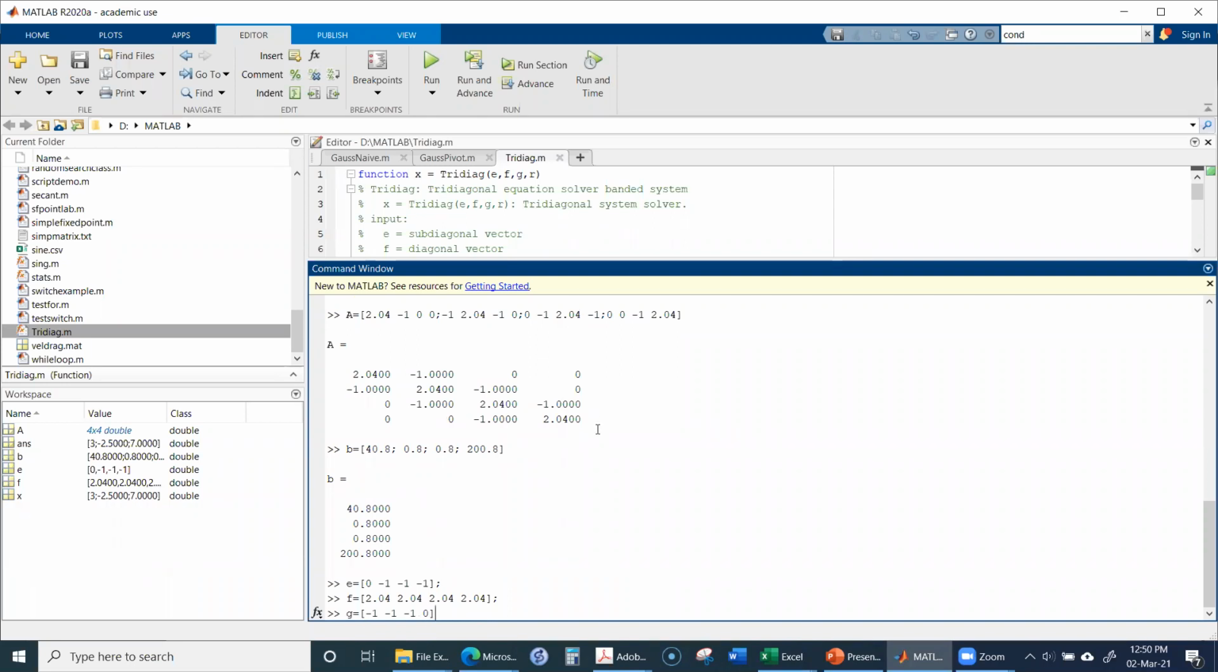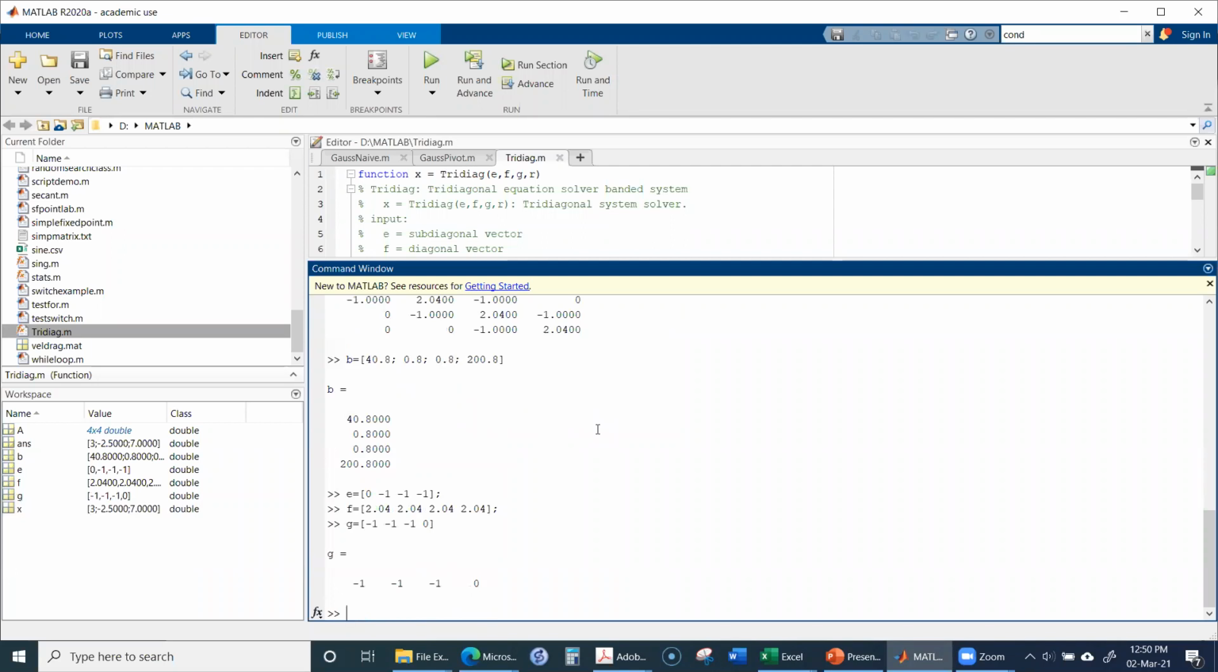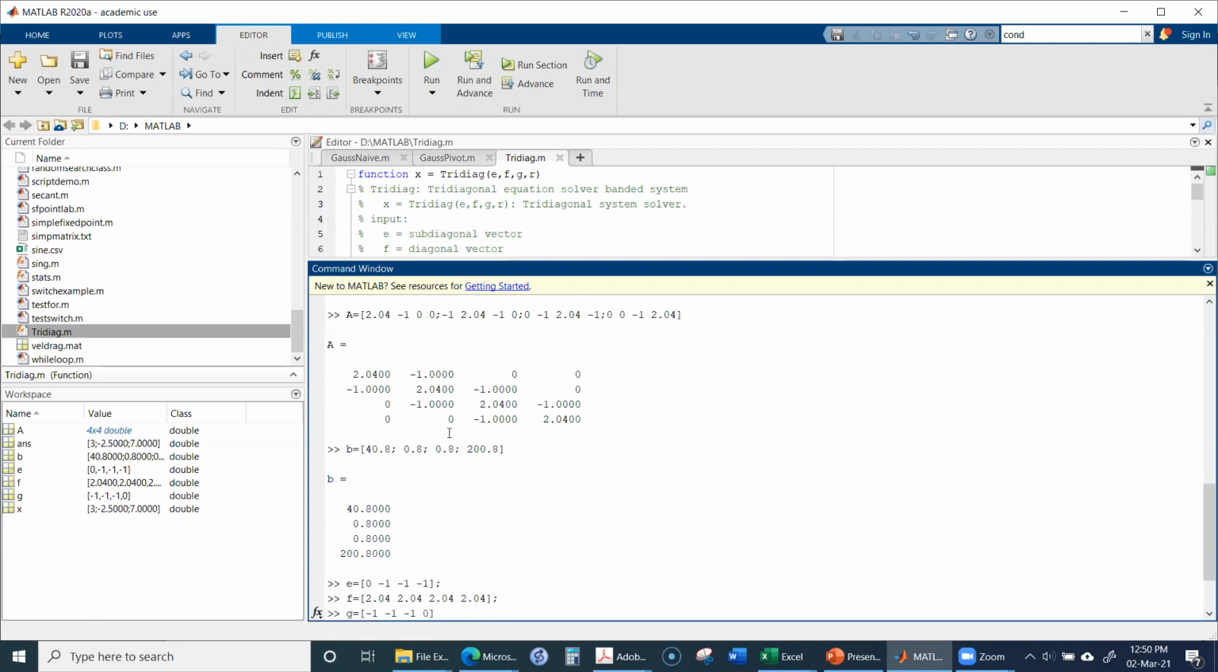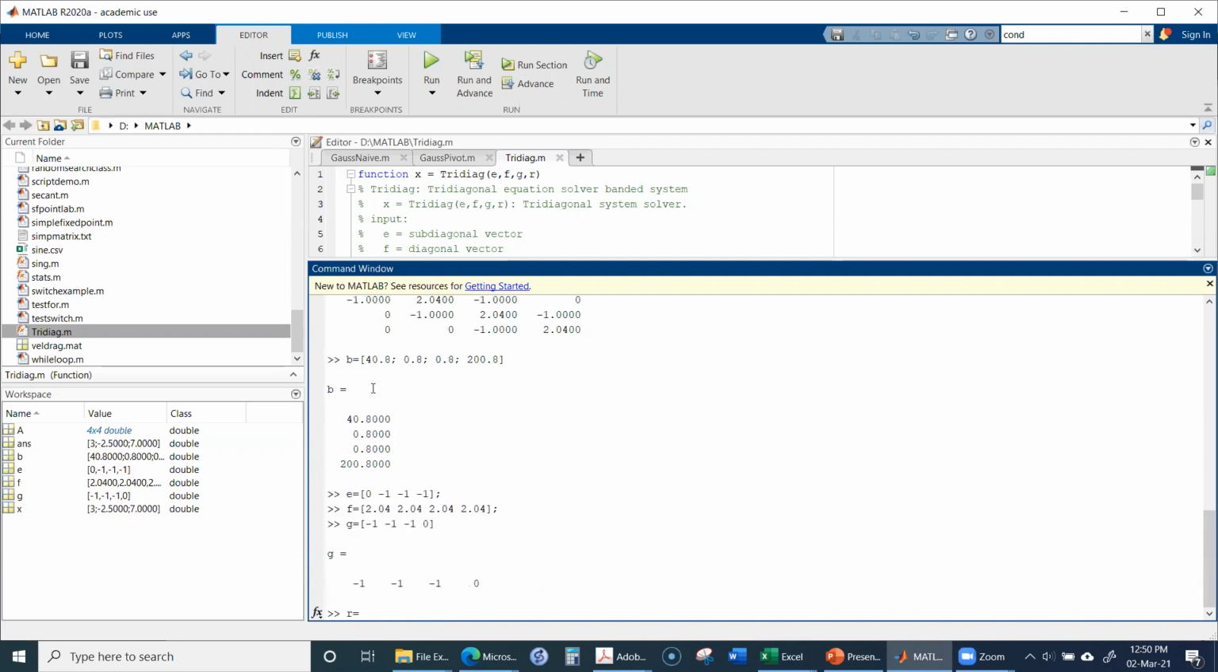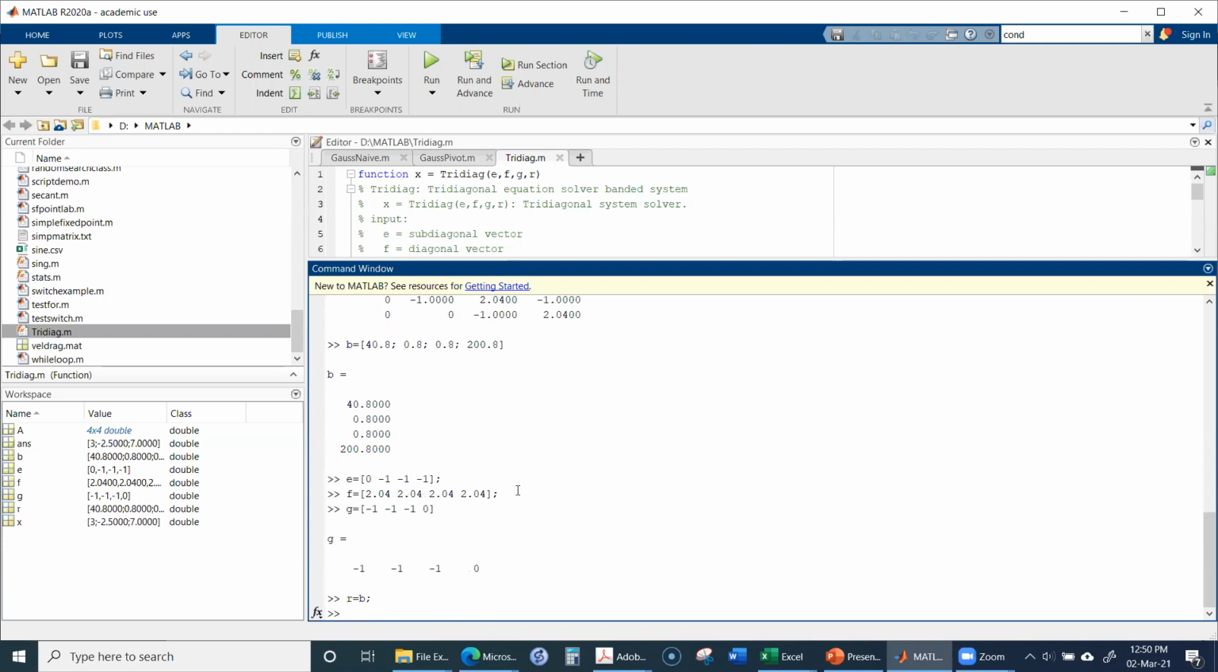For this script to work, R is the same as the B matrix we already defined. R is the same as B. So now I will apply the function tridiag.